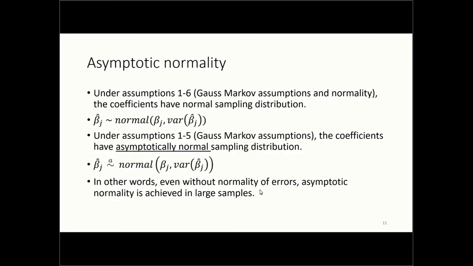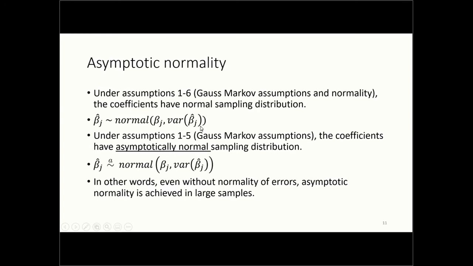So next, let's talk about asymptotic normality. To review what we already know, under assumptions 1 through 6, these are the Gauss-Markov assumptions plus the sixth assumption of normality, we have that the coefficients have normal sampling distributions. So beta hat j is distributed as a normal distribution, centered around beta j, which is the population parameter, and with the variance of beta j hat.